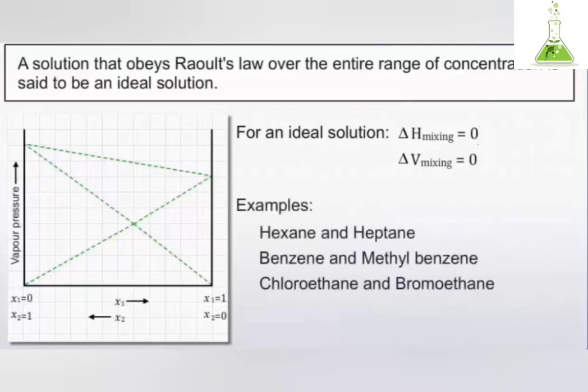Some common examples of mixtures that show nearly ideal behavior are hexane and heptane, benzene and methylbenzene, chloroethane and bromoethane. Since ideal solutions obey Raoult's law, they show a graphical representation as shown here.